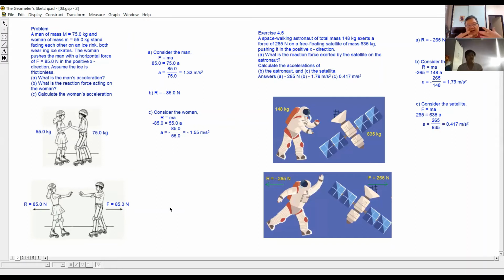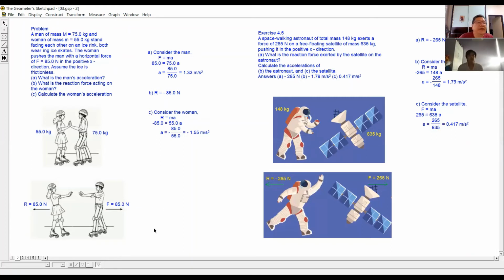But according to Newton's third law of motion, when you push someone with 85 Newton, you are actually receiving a reaction of 85 Newtons in the opposite direction. So I label here, the reaction is 85 Newtons, but in the opposite direction. So this is actually Newton's third law of motion. The action is F, the reaction is R.